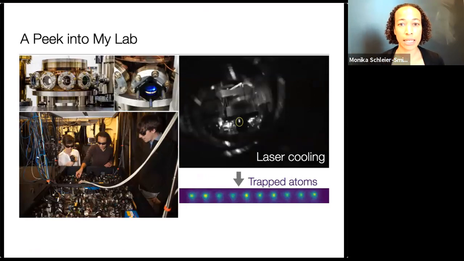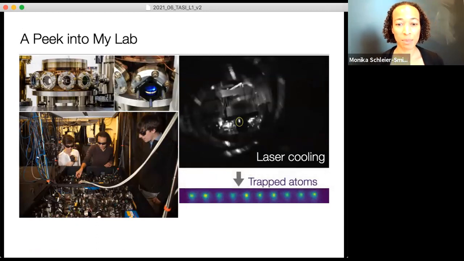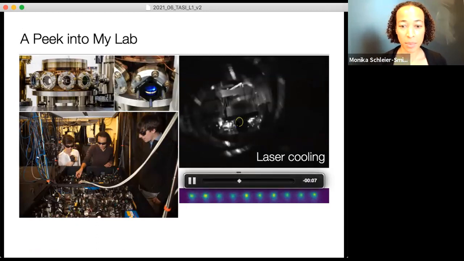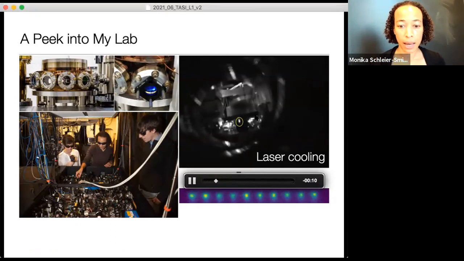My research group does experiments with laser-cooled atoms. So you can see there's a fairly complicated setup that needs to be built up to even start to do these experiments. On the right here, you're seeing a cloud of atoms collecting at micro-Kelvin temperatures. We can optically trap them to make some array that looks like this.